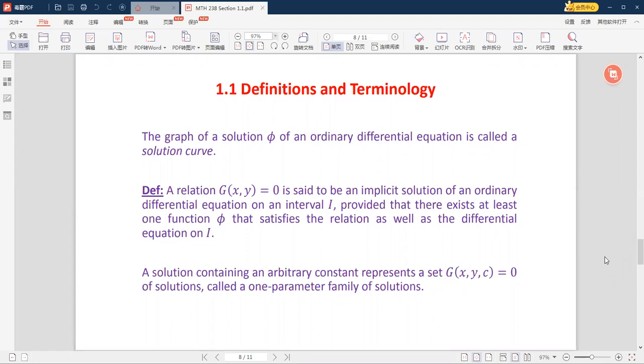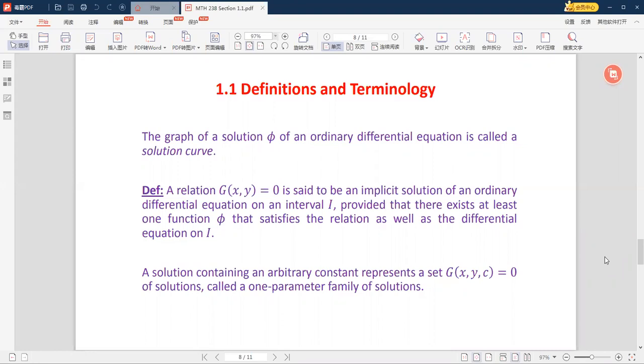So the next thing is implicit solution. All right. You might have learned this or heard about it before. It just means the solution of the differential equation is an implicit function. The function is defined in an equation with variables where the function is not expressed explicitly in terms of the independent variable. So you have the dependent variable and the independent variable mixed together. That's called an implicit solution of the differential equation.